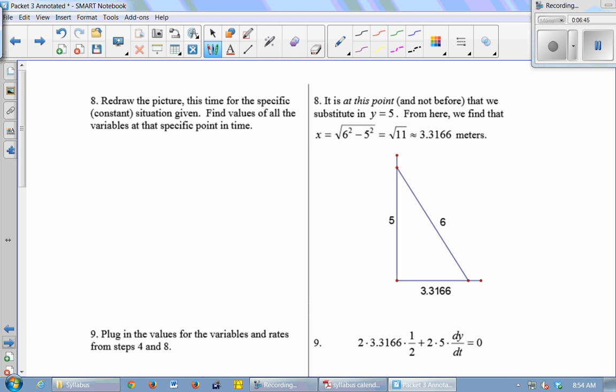All right, so then redraw your picture for the specific time that they asked us to look at. So in our case, we wanted to substitute in y equals 5, when the height is 5, is what we're interested in. So now I draw my picture where I put in a 5. I use the Pythagorean theorem to get x is 3.3166. This is my snapshot in time.